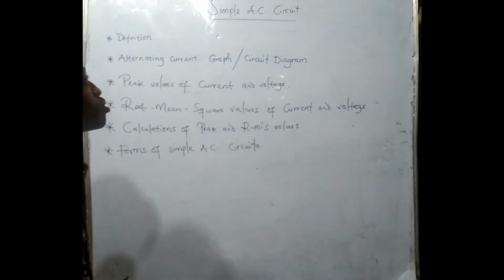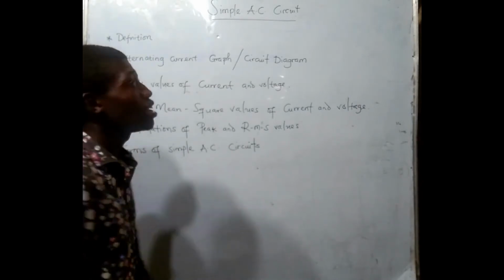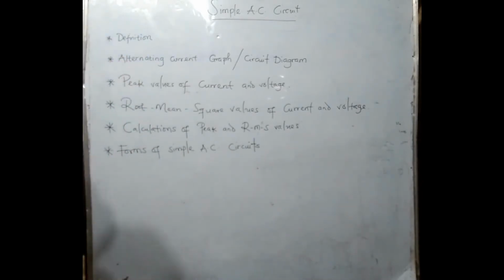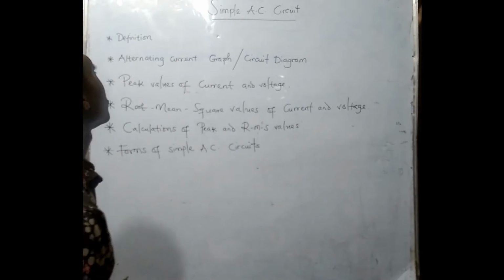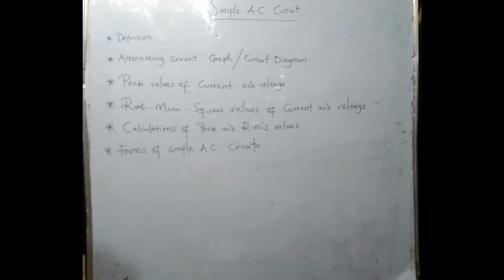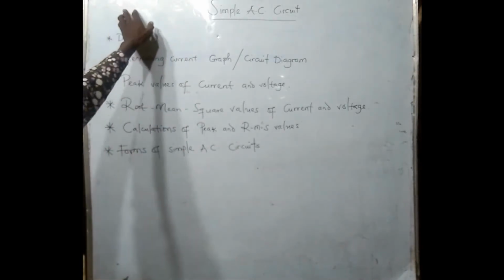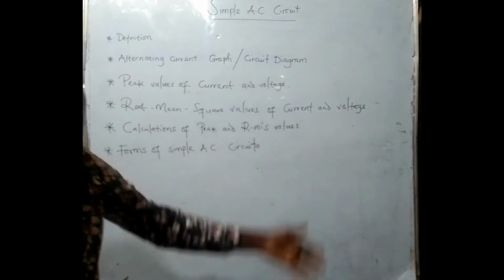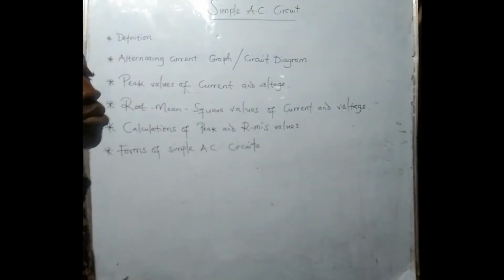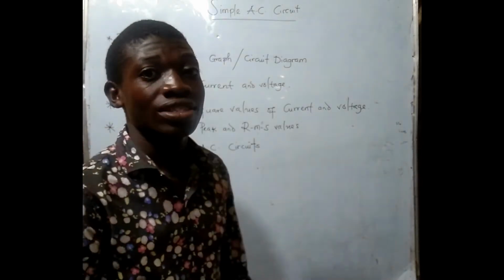I'd like to take you through the topic simple AC circuits, that is, simple alternating current circuits. So quickly, we'd like to define what a simple AC circuit is. A simple AC circuit is a circuit through which alternating current flows, but it's possible that this is the first time you are hearing the word alternating current, contrary to probably the direct current that you have been used to.